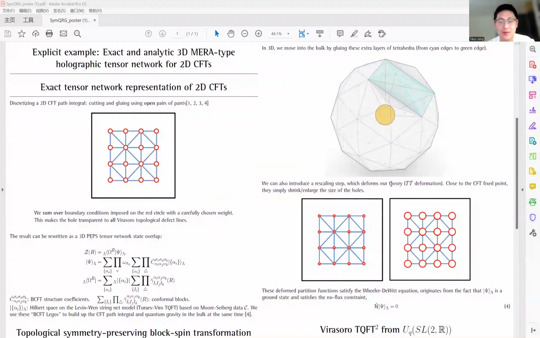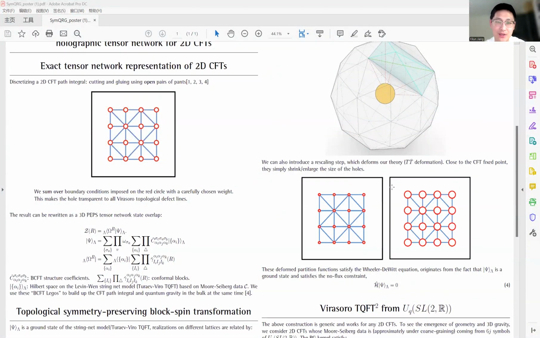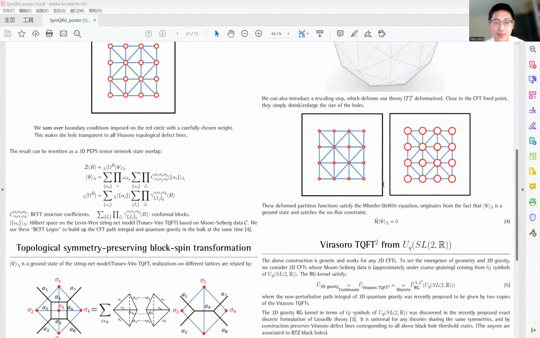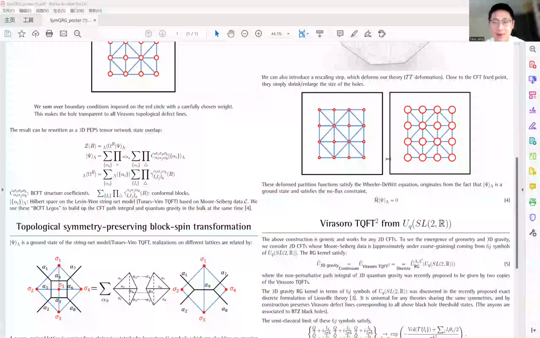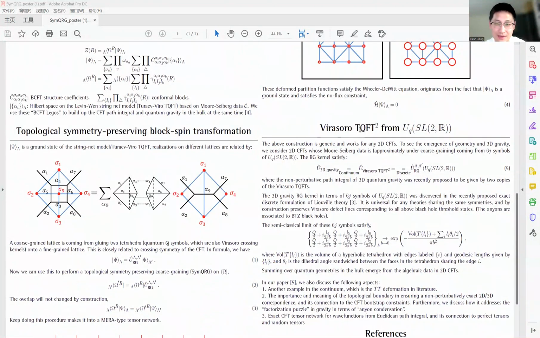We can also introduce deformation into our theory by rescaling these bra states. When we do that, we deform our theory away, and that actually gives the TT-bar deformation. You can see it manifests itself as enlarging or shrinking the size of the holes. The deformed theories will be related by the Wheeler-DeWitt equation, which is just showing that the psi state is a no-flux ground state. And the above story is generic for any 2D CFTs.